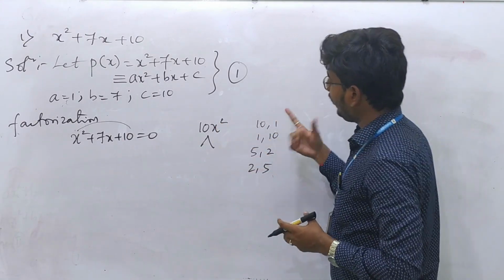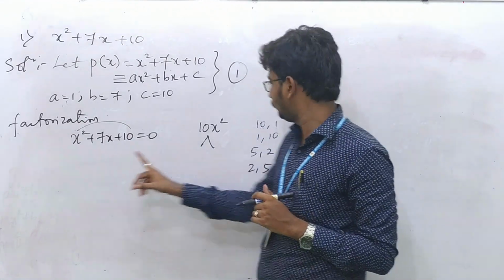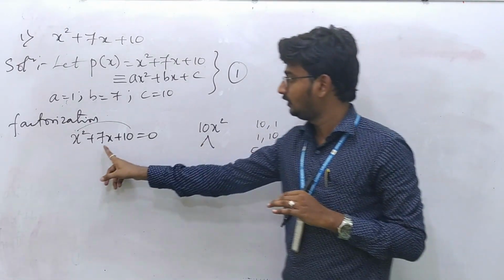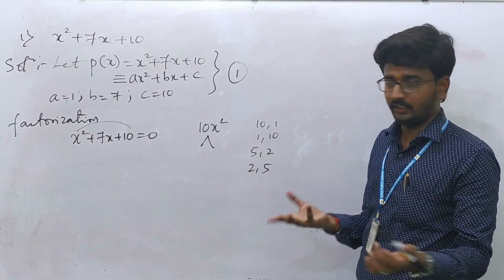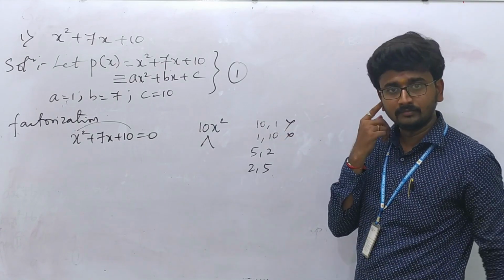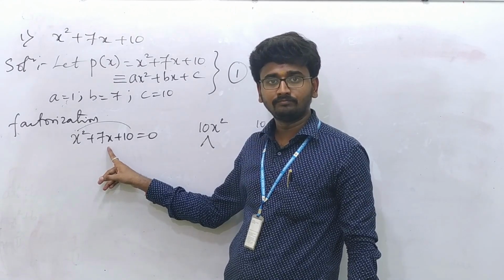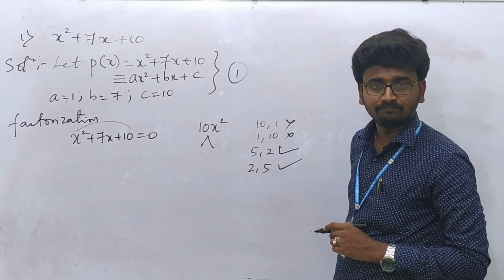Now either I have to add or subtract these possibilities to check whether the middle term will be 7 or not. 10 plus 1, 11. 10 minus 1, 9. We cannot do it. And here it is plus sign. 1 minus 10, it fails. So these two conditions fail. Come to this. 5 plus 2, 7, or 2 plus 5, 7. So this condition holds good.